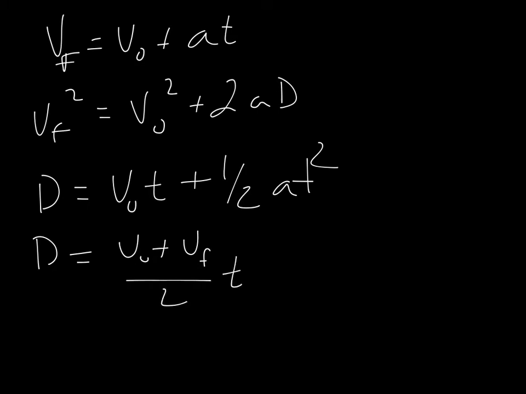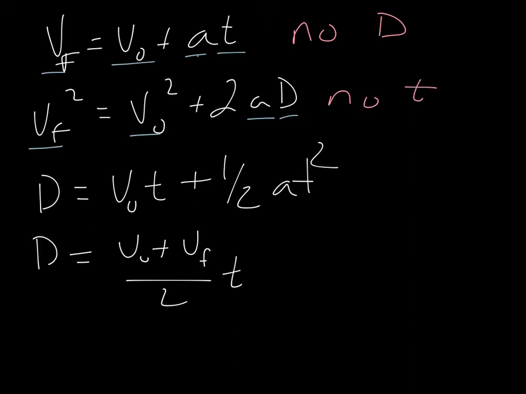These are written down elsewhere. You can see them. They're better looking than when I write them here. What I want you to see is that in this equation, I have four variables: VF, V0, A, and T. What's happened in this equation is I don't have anything to do with displacement. Same thing here. I have final velocity, starting velocity, acceleration, displacement, but I don't have anything to do with time.